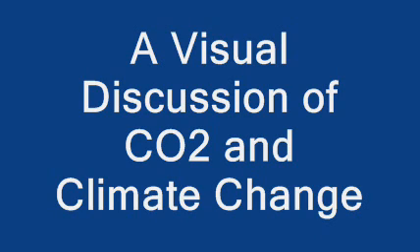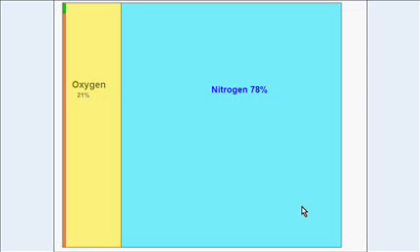Let's start out by looking at the atmosphere, the air that we breathe. Our atmosphere is mostly nitrogen, shown in blue here, about 80%, 20% oxygen, and about 1% trace elements, such as argon, methane, and neon.